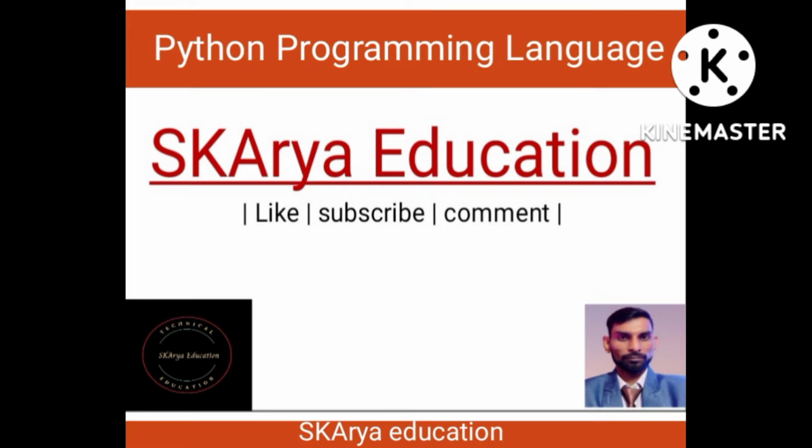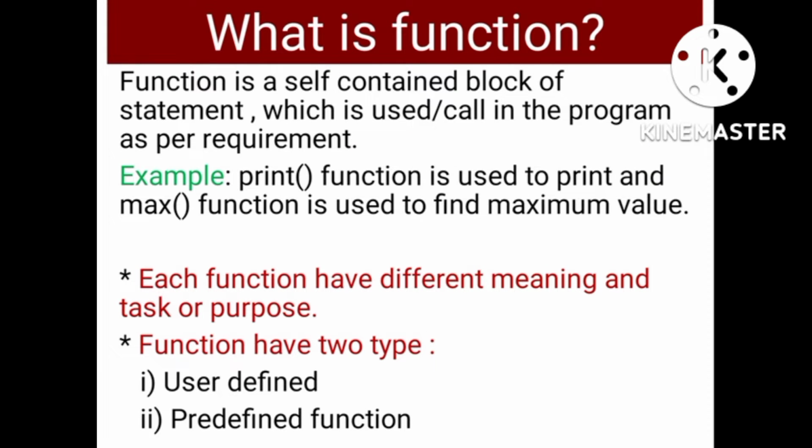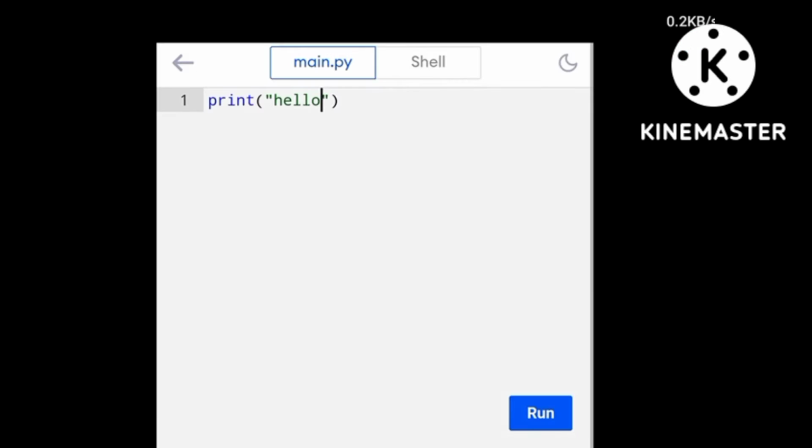What is a function? A function is a self-contained block of statements, which is called in the program as per requirement. For example, the print function is used to print and the max function is used to find the maximum value. Each function has a different meaning and task or purpose. Functions have two types. First, user-defined. Second, predefined function. Let's see a live example of Python function.